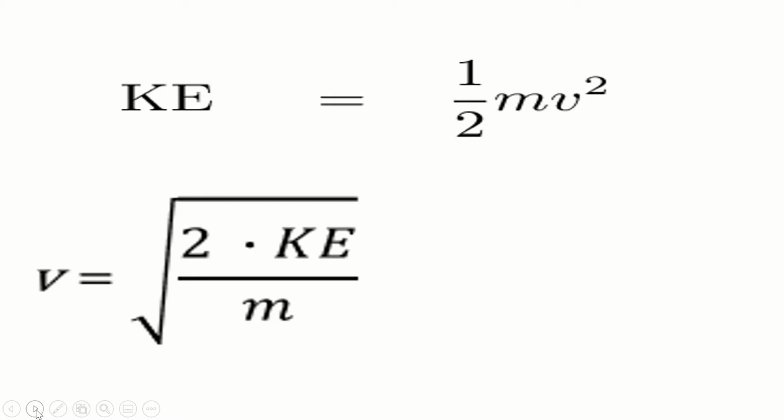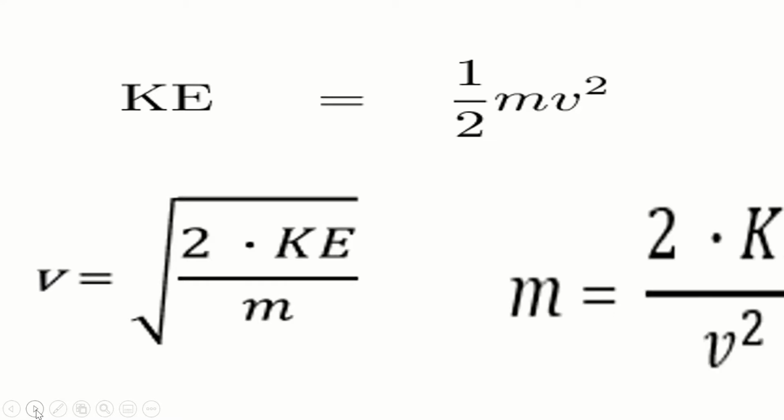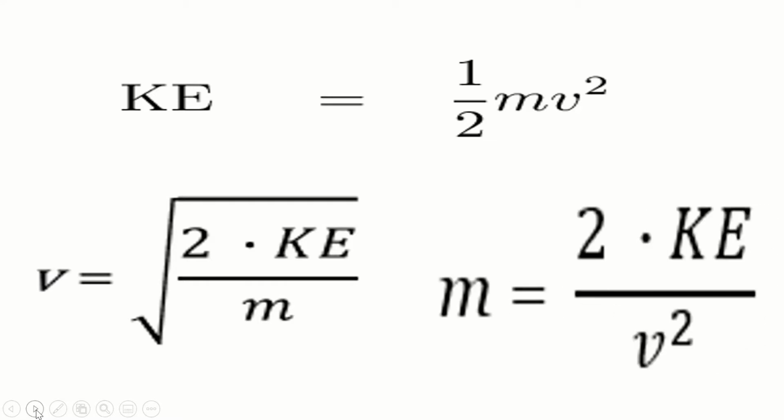For velocity is equal to square root of 2 times kinetic energy divided by mass. And for mass is equal to 2 times kinetic energy divided by velocity squared. So let's have a sample problem.